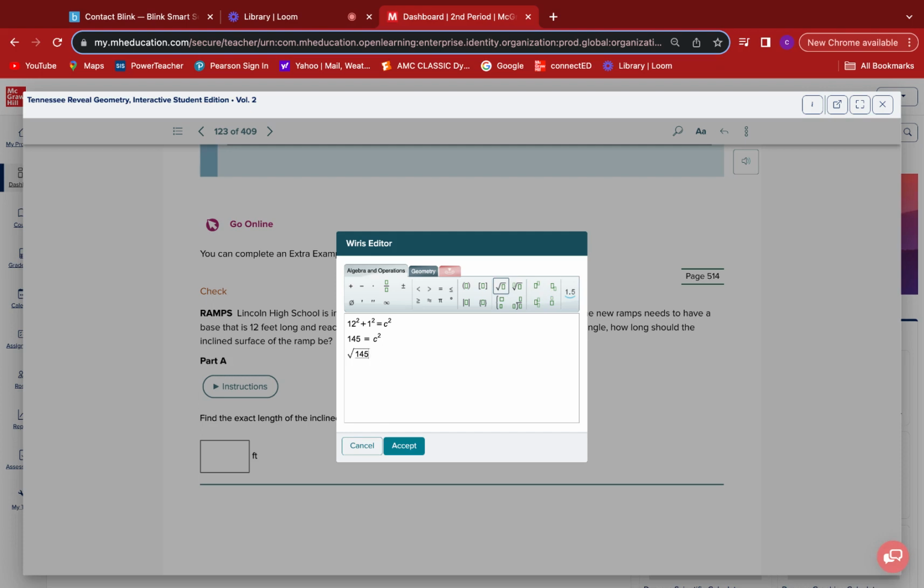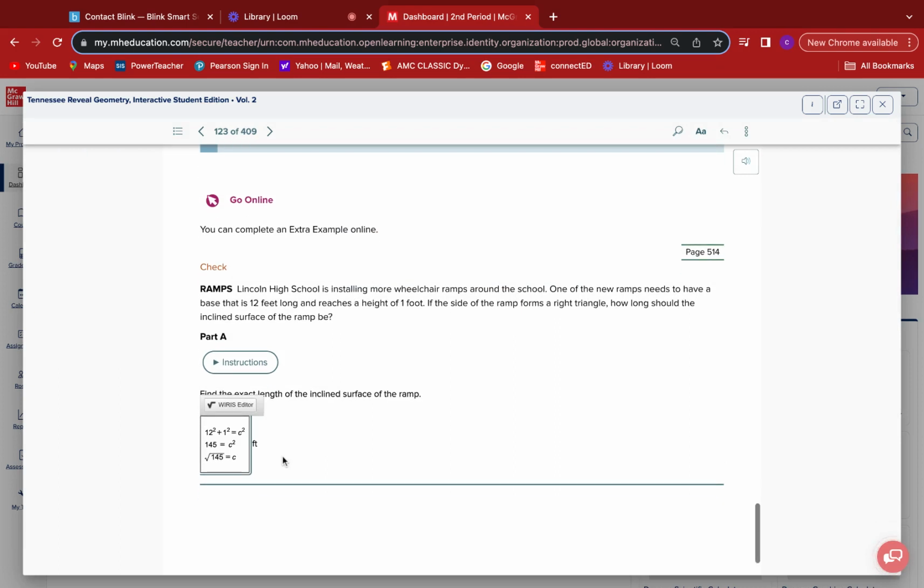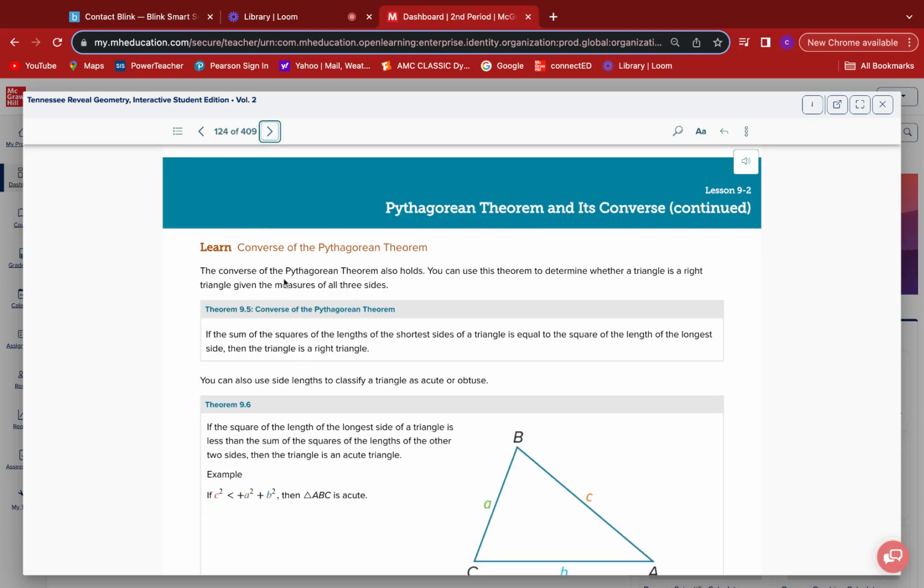Oops. Let me get out of that. There we go. Equals c. All right, so we have the square root of 145, everybody. Now, if you want to know approximately what that is, about 12.04-ish. Okay, looks like I'm done with this computer slide anyway. Let me go to the next slide here.